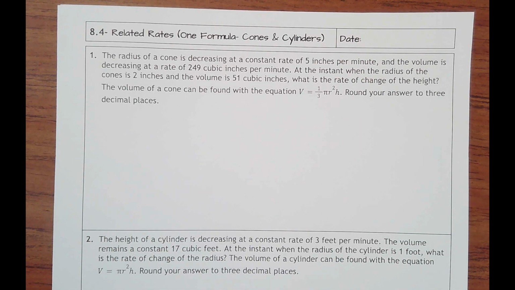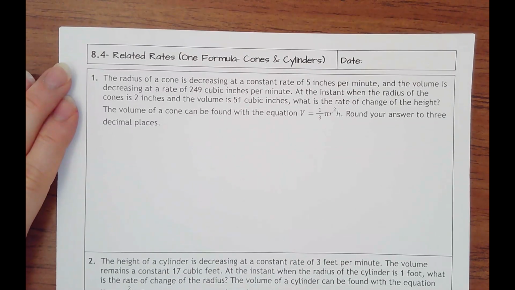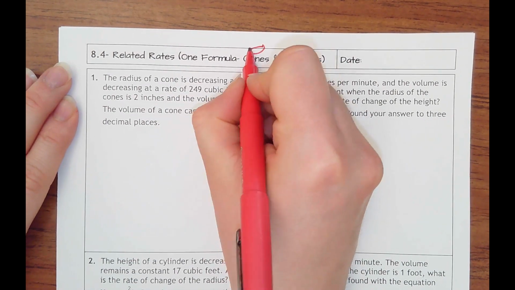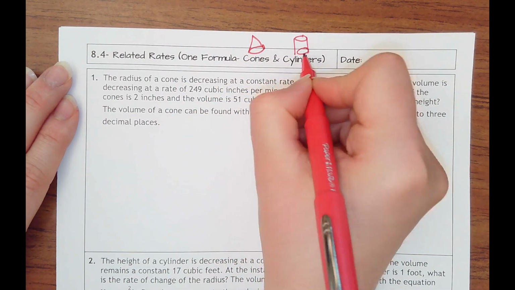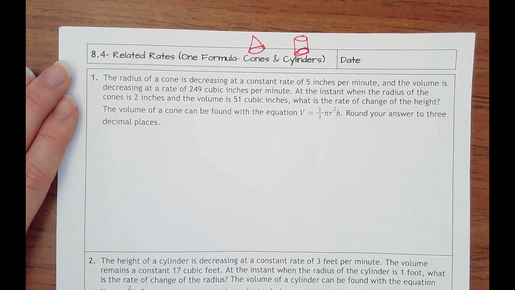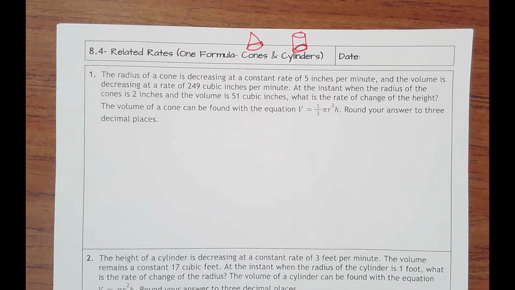Lesson 8.4, related rates. One formula again, but this time with cones and cylinders. So remember, a cone is like, think of it upside down like an ice cream cone, whereas a cylinder has two circular bases, like a can. Okay? The radius of a cone is decreasing at a constant rate of 5 inches per minute.